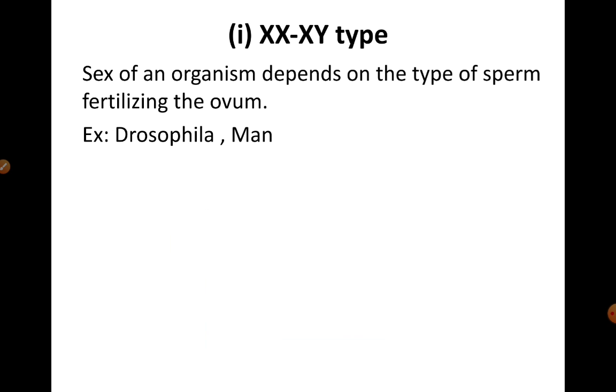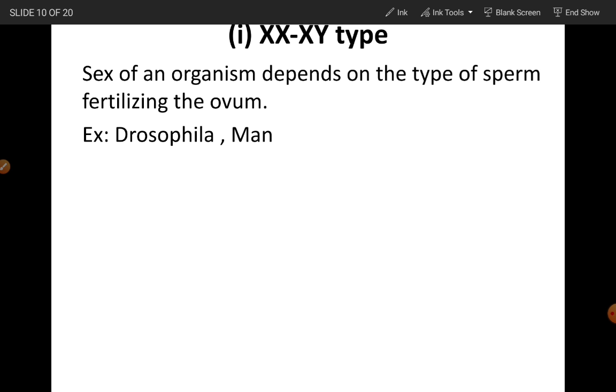Now let us see what is this XX XY type. Now here the sex of an organism mainly depends on the type of the sperm that fertilizes the ovum. Now examples here are Drosophila and man. See, in most insects including fruit fly, that is Drosophila, and man, the females possess two homomorphic sex chromosomes, that is X and X.